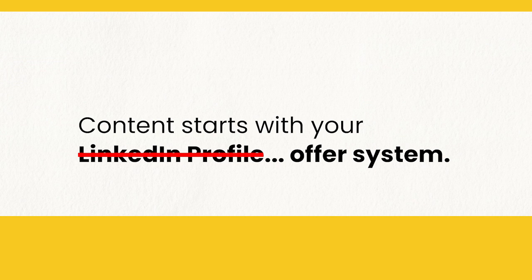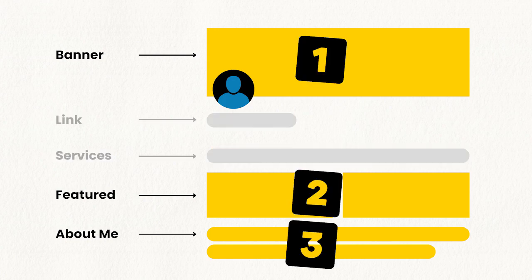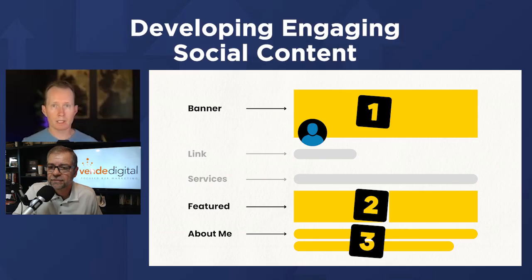Okay. LinkedIn is about your offer system, not your LinkedIn profile. And I specifically put a big red line through that because there are 5 major components of your LinkedIn profile: the banner, the link below your avatar, the services that you can list, your featured section, and your about me. Today, we're just going to talk about the big 3. And the reason we're talking about these big 3 is because 1 and 2, your banner and your featured section, provides you the biggest digital real estate on your profile in terms of imagery.